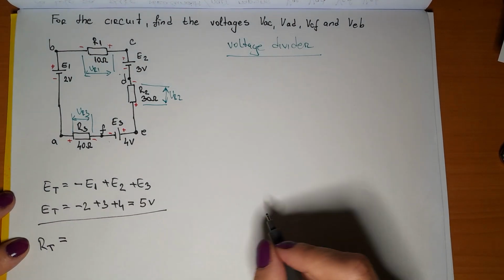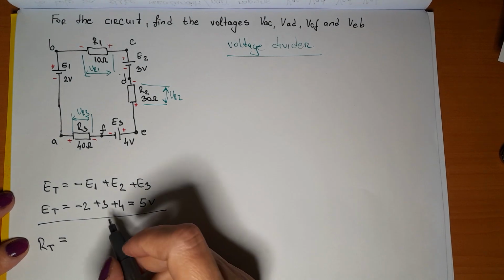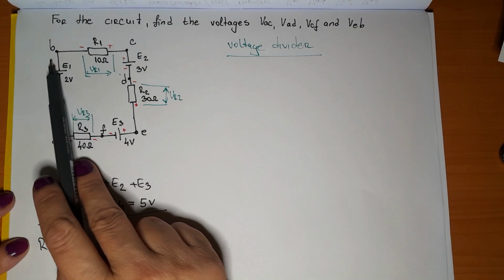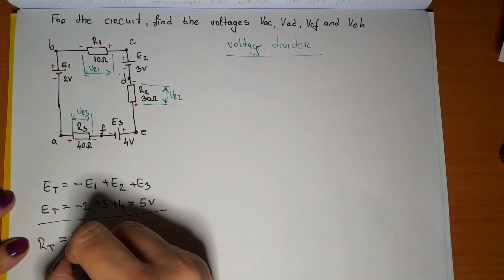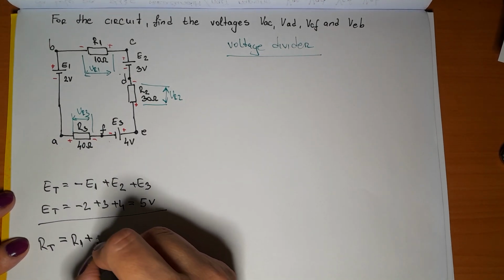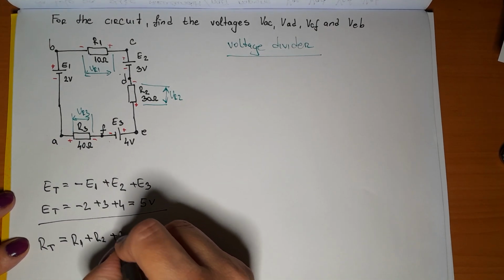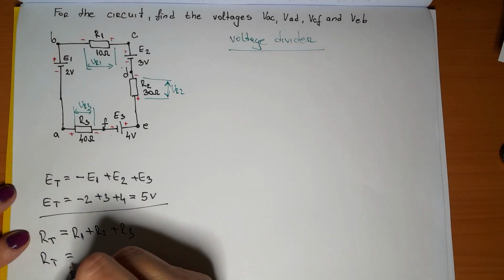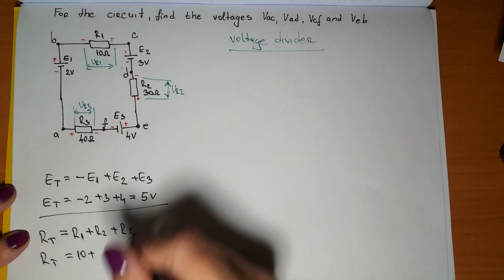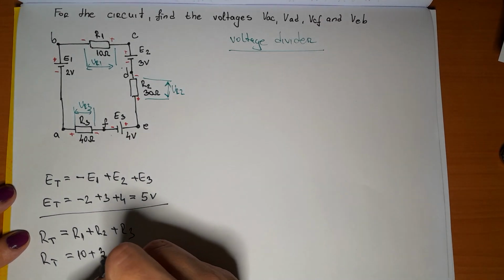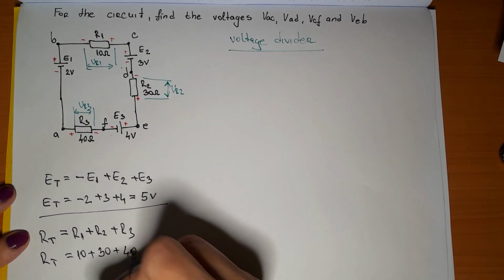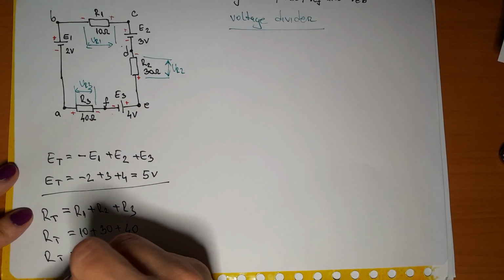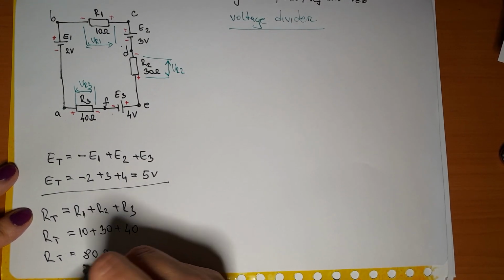Okay, so before we continue to work using the voltage divider rule, we need to calculate the total resistance in this circuit, and since we have series, then we will only add each other, R1 plus R2 plus R3. RT is equal, we have 10 plus 30 and plus 40. So RT here is 80 ohms.